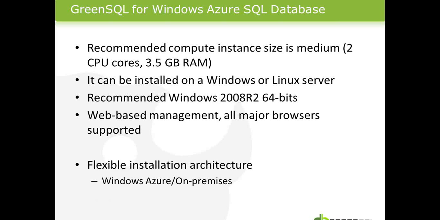A little bit about what's required to install GreenSQL. You can install it on the medium-sized compute instance on Windows Azure. It's basically 2 CPU cores and 3.5 gigabytes of RAM. You can install it on a Windows or Linux server. We recommend Windows Server 2008 R2 64 bits.